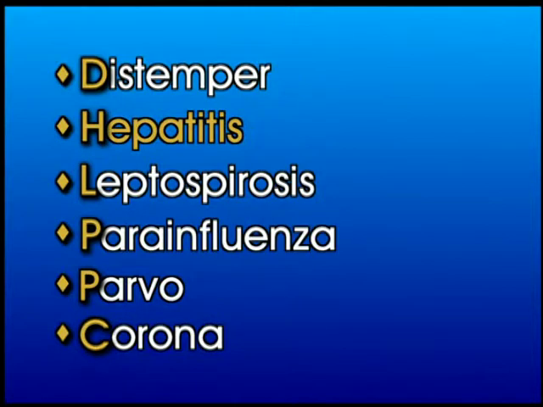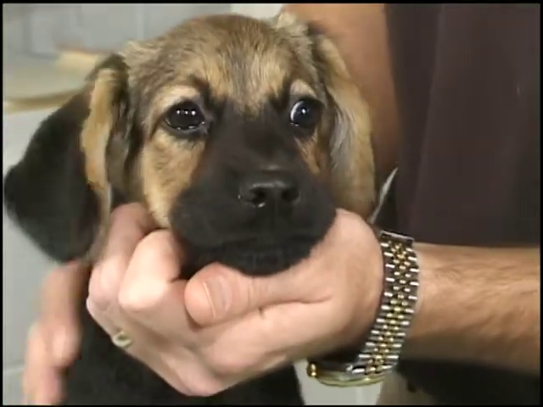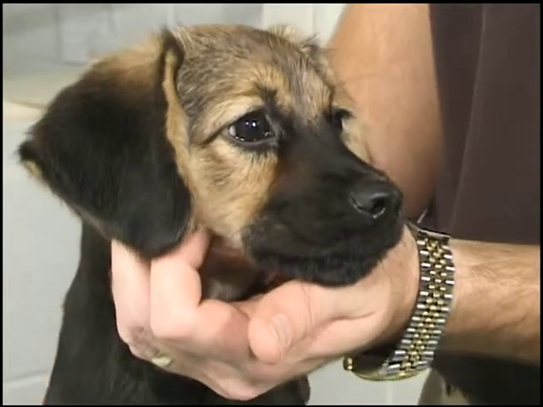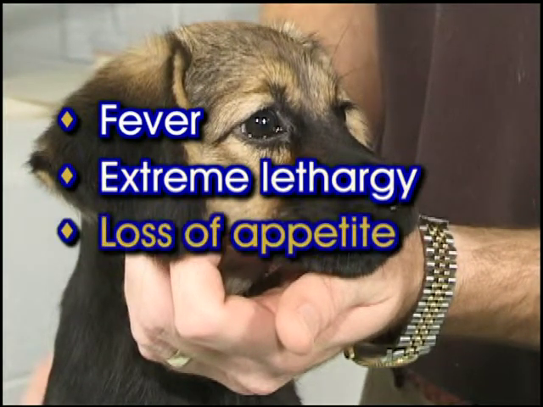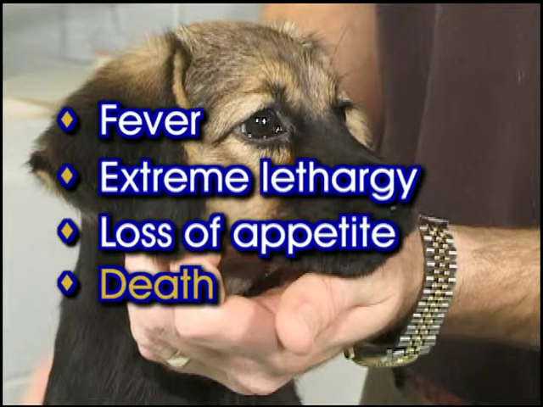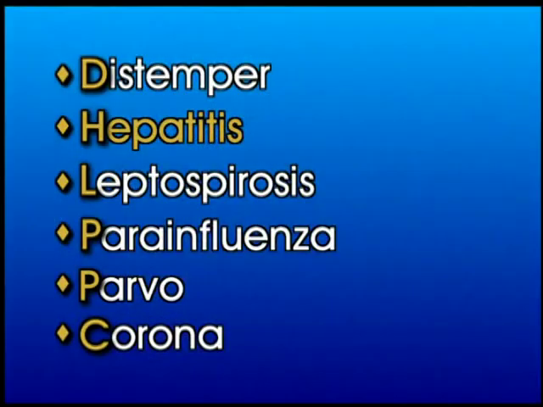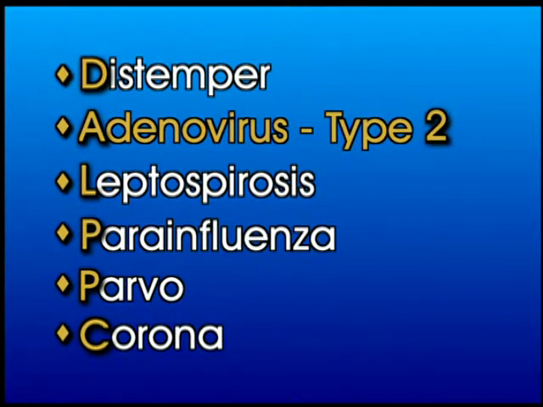The H represents hepatitis, or infectious canine hepatitis as it is sometimes called. Infectious canine hepatitis is a virus spread by either direct contact with an infected animal or by indirect contact in the form of urine or stool. This virus attacks primarily the liver and sometimes the kidneys, resulting in a high fever, extreme lethargy, and loss of appetite. It can be life-threatening, especially in young animals. Sometimes we'll substitute the letters A or A2 for the H. When this is done, the A represents the type of virus causing the disease, or the adenovirus type 2.